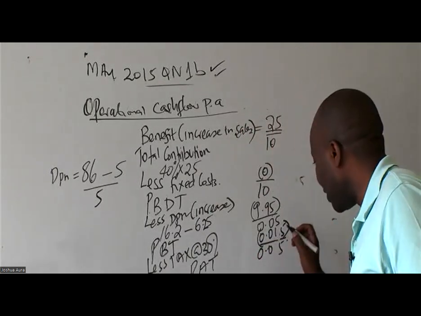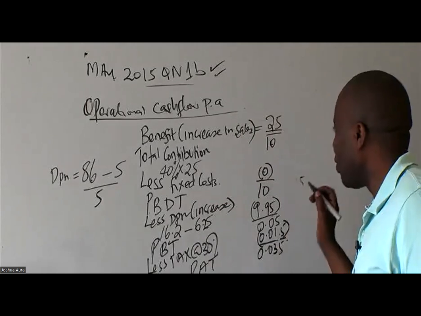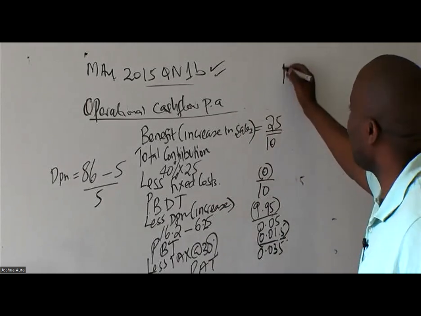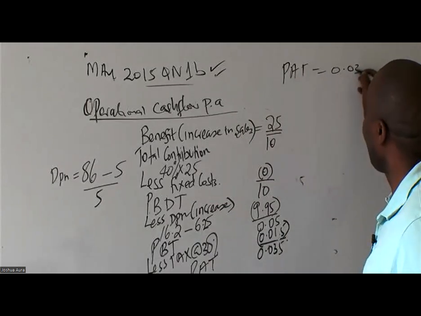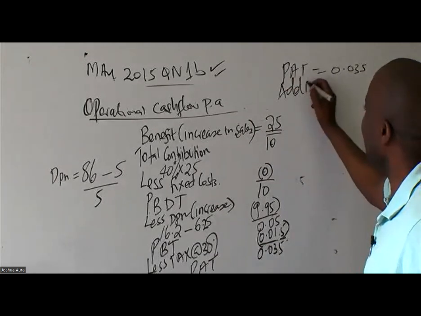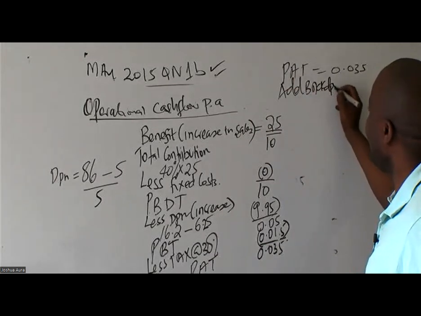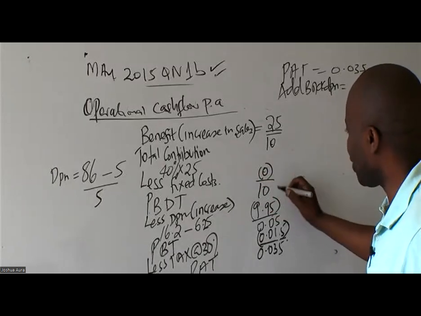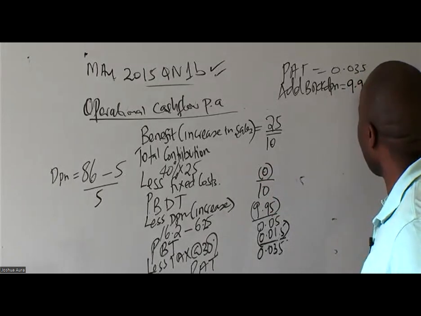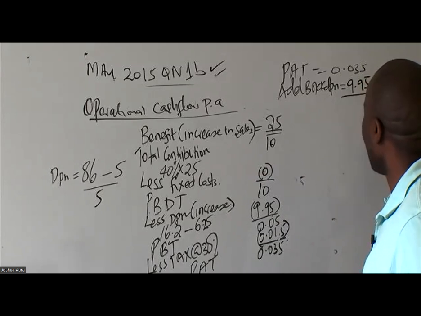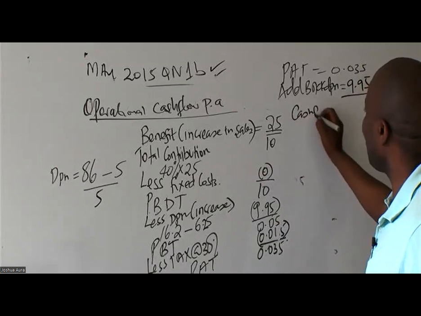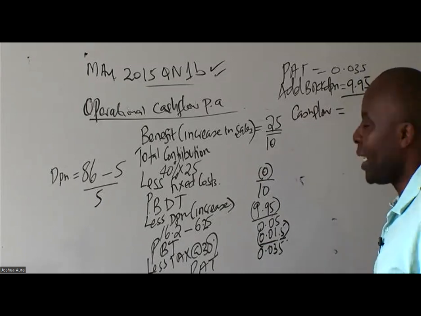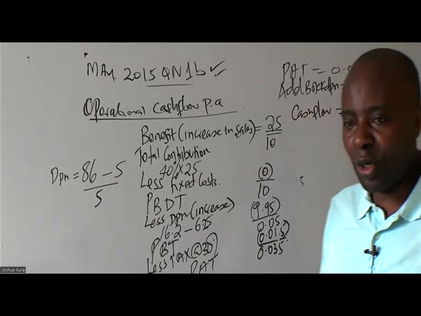0.035. Thank you very much, 0.035. Now, once we have gotten profit after tax of 0.035, come and add back depreciation. Add back depreciation of how much? Remember the figure that we heard? The figure that we had of depreciation, which is an incremental, is 9.95. So could you kindly add this for you to give us the operational cash flow?